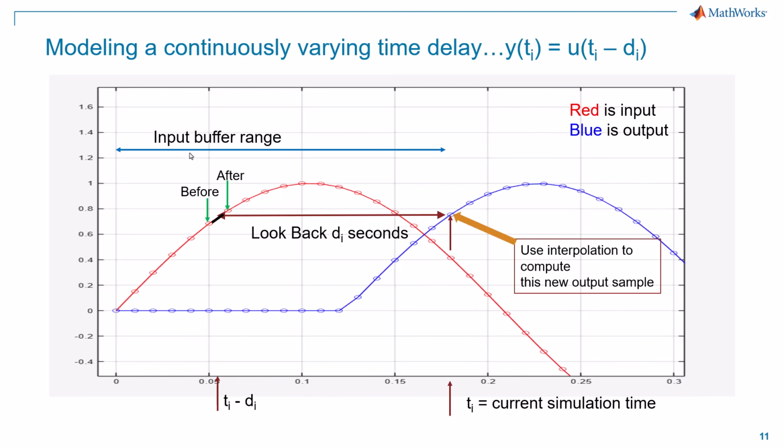We look back into our input buffer. We assume we're collecting some input buffer as we're doing this delay operation, and it could be whatever samples. We want to make sure that buffer is reasonably large to account for the maximum delay we need to model. We look back di seconds, and we notice that in our buffer there's no sample at di seconds, but we do have a sample before and after it. So we're going to grab those before and after samples. We're going to do a linear interpolation or some type of interpolation between those before and after samples, and we're going to write the result of that interpolation right here in our output buffer. And then we're going to step time, the current simulation time, to the next step, and repeat the exact same process. So that works.